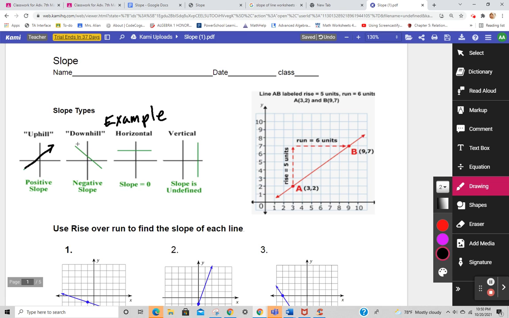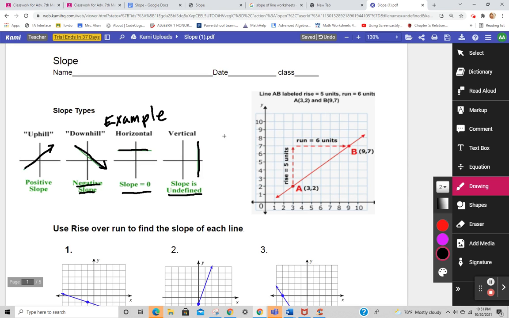The slope of this line is a negative slope because as you go from left to right, you're actually falling. You're going down. The slope of this line is 0. The slope of any horizontal line is 0. And finally, the slope of this line, this is a vertical line. The slope of a vertical line is always undefined.